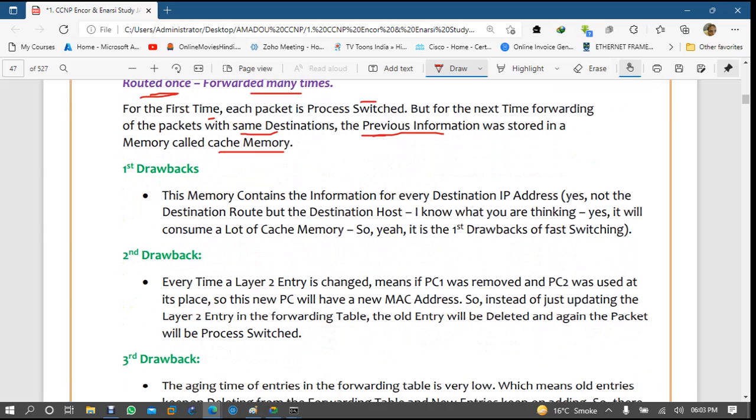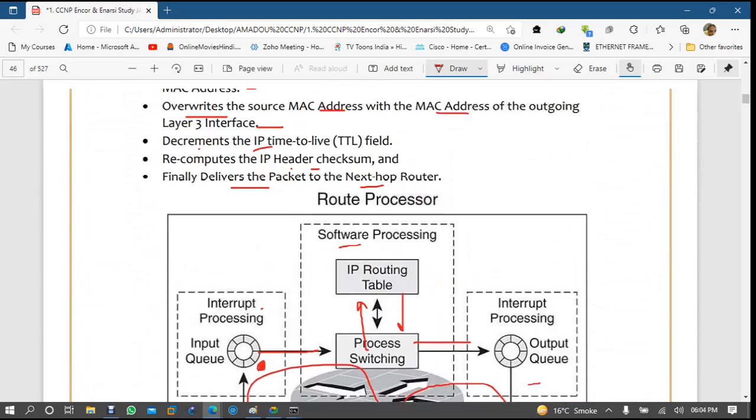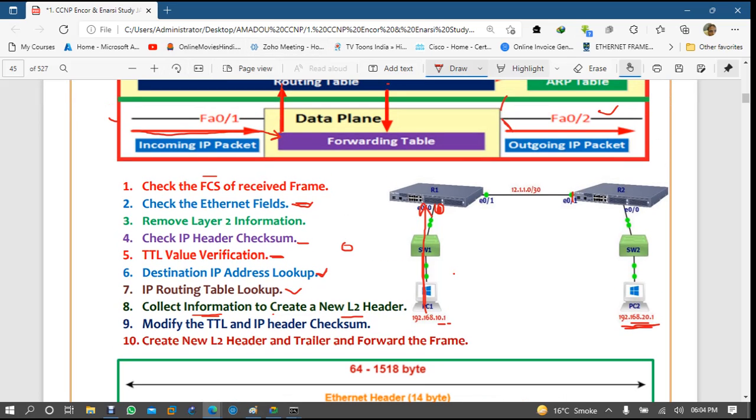Now, cache memory storing also has some limitations. Let's understand some drawbacks of fast switching. The first drawback is that this memory contains the information of every destination IP address. Suppose this computer is trying to communicate to this computer, so this is the source IP and this is the destination IP. Again, if any source IP comes, like 10.2, 10.3, 10.4, 10.5, then for each source and each destination IP, not network, your router will create cache memory and store it there.